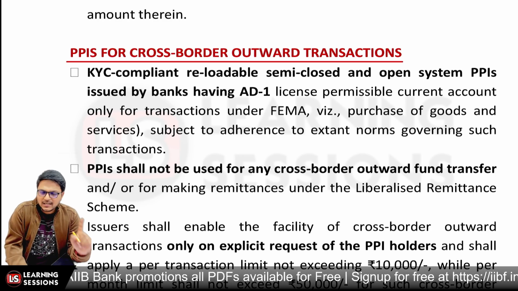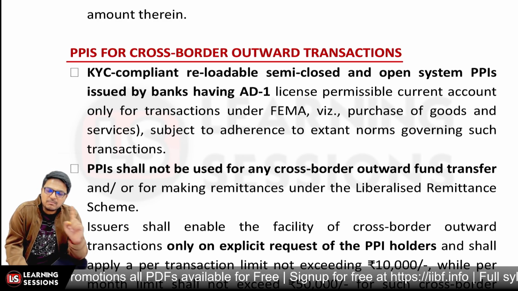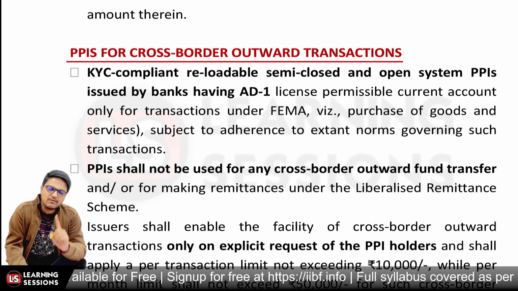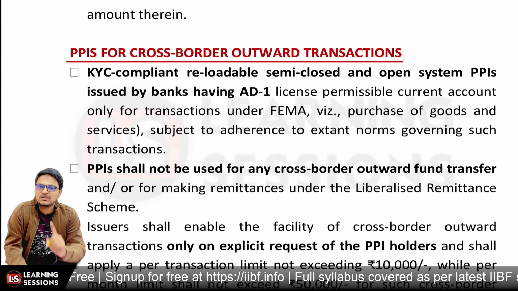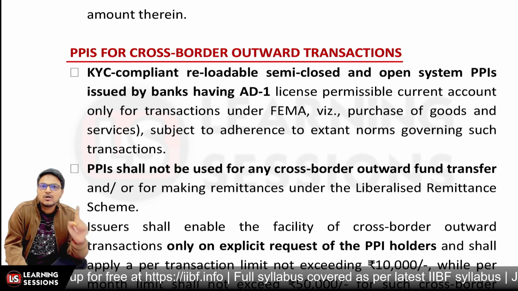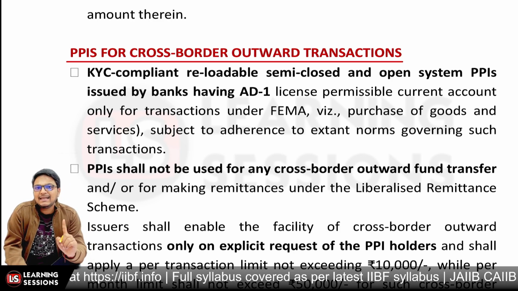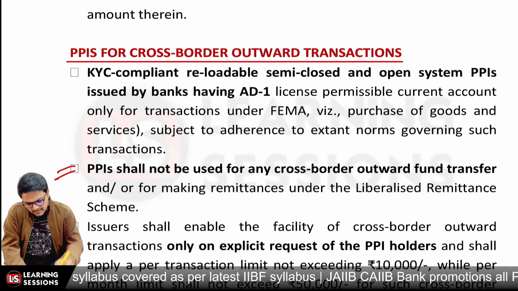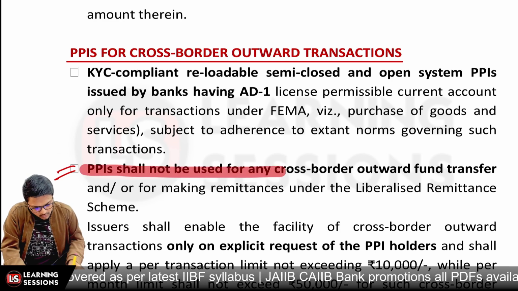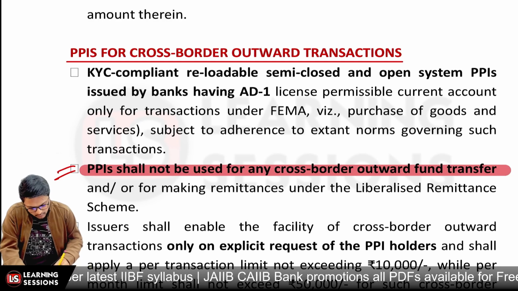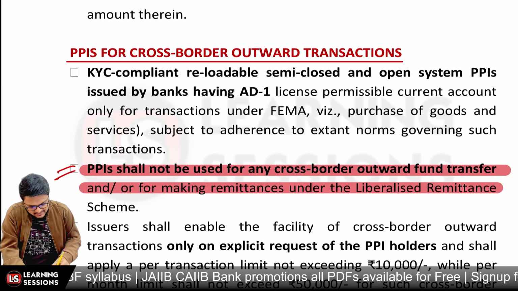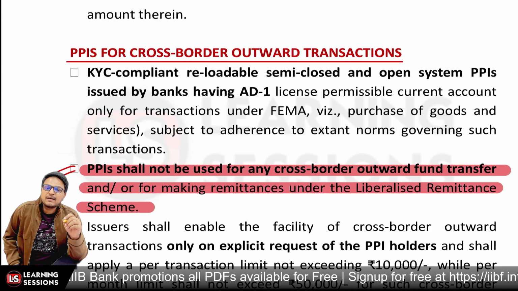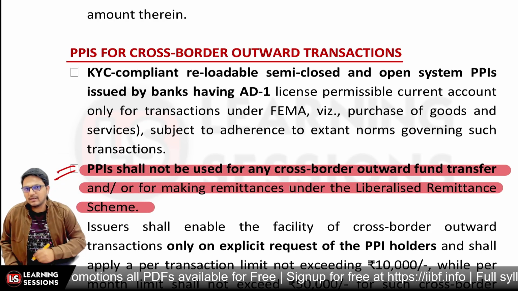So I'm just trying to say that in case of semi-closed and open PPIs, if that particular account is KYC compliant and is maintained with AD1 and FEMA is allowing the particular transaction, then the usage of PPI can be allowed for cross-border transactions. But let me tell you, PPI cannot be used for which purposes? PPI shall not be used for cross-border fund transfer or for making remittances under the LRS scheme. That cannot be utilized for remittances under the Liberalized Remittance Scheme, right?